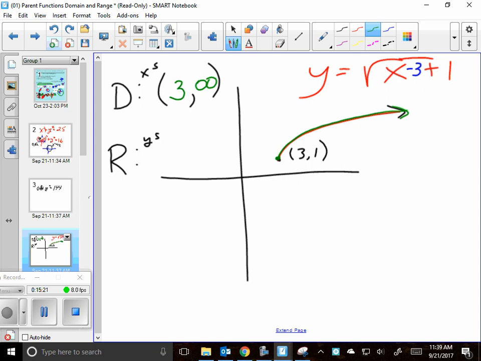Why not 2? Watch what happens when I put in a 2. 2 minus 3 makes -1. Can you have a square root of a -1? No. That's why you can't use 2. You have to start at 3. Is it okay to put in a 3 even? Yes, because 3 minus 3 is 0, and that's okay. Square root of 0 is a thing. It's just 0. And then we add 1, and it goes up and hits right there. Okay, so the domain's from 3 to infinity.